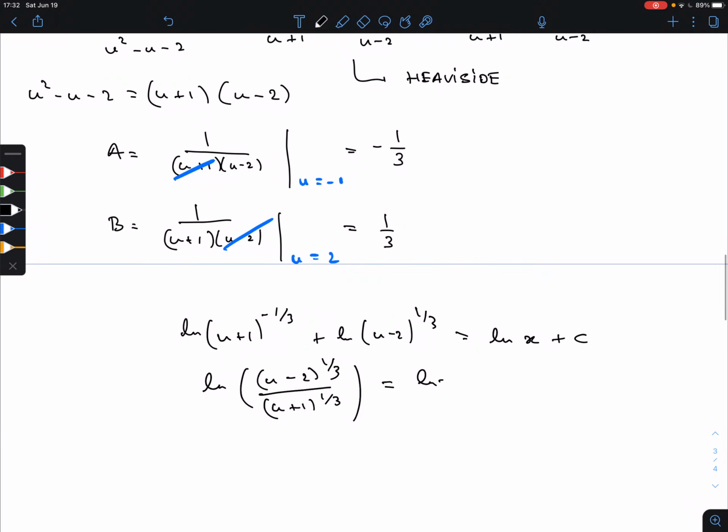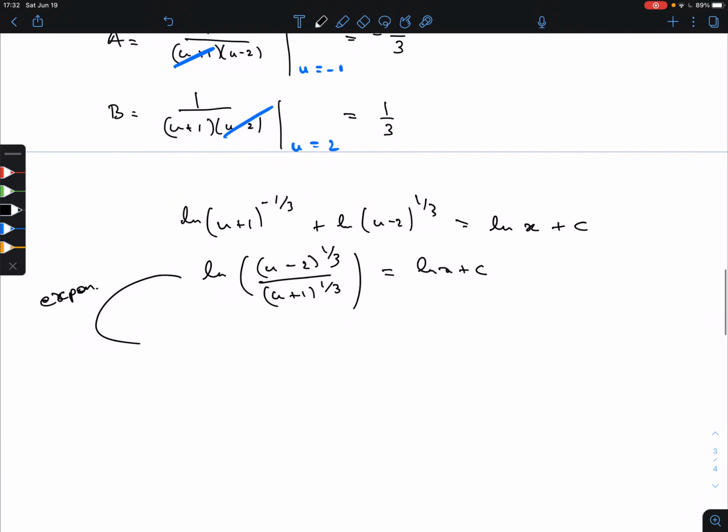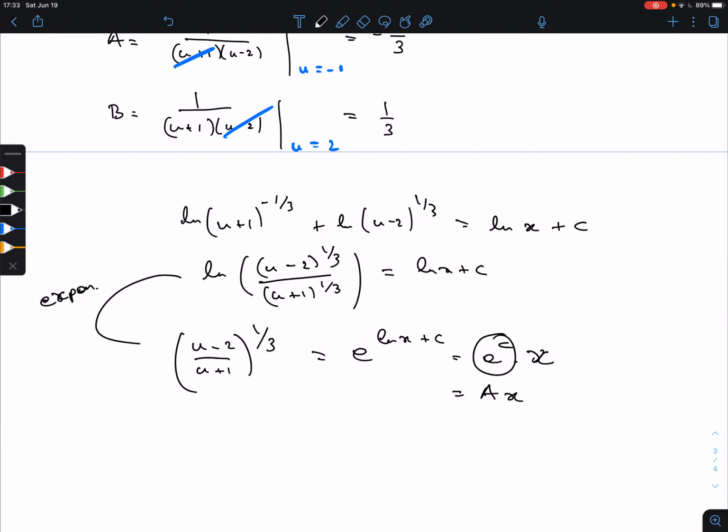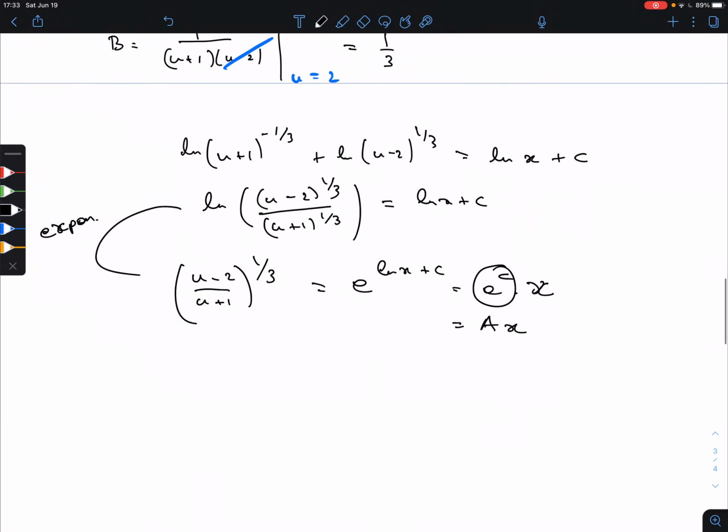And this is ln x plus c. Now we take the x, we exponentiate this. And so we get that (u minus 2 over u plus 1) to the power 1/3, let's write this now all in one single power, is equal to e to the ln x plus c, which is just e to the c times e to the ln x, which is just x. And then we replace this constant by a new constant, let's call it a, so ax.